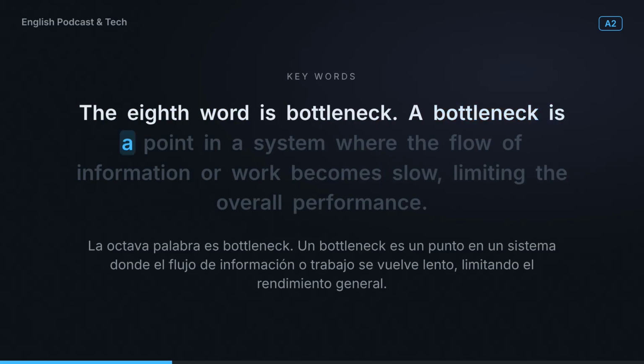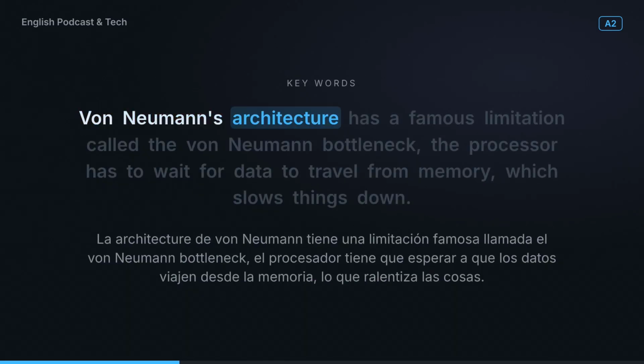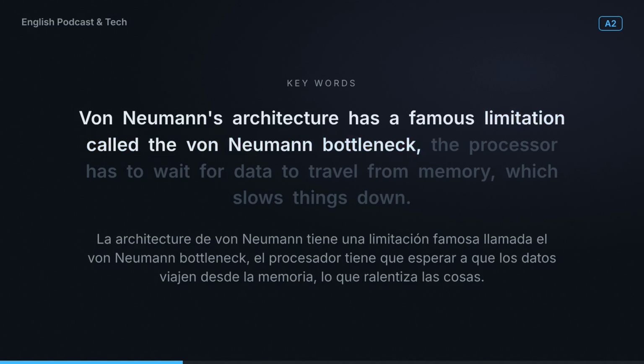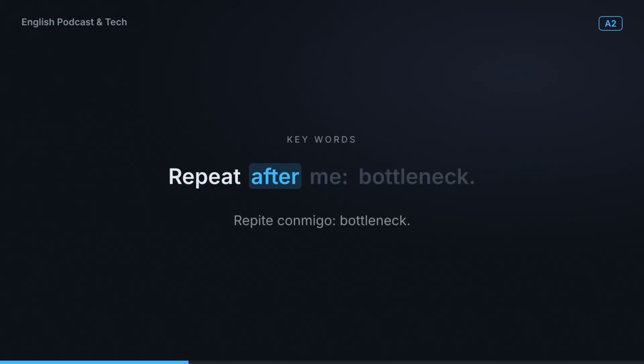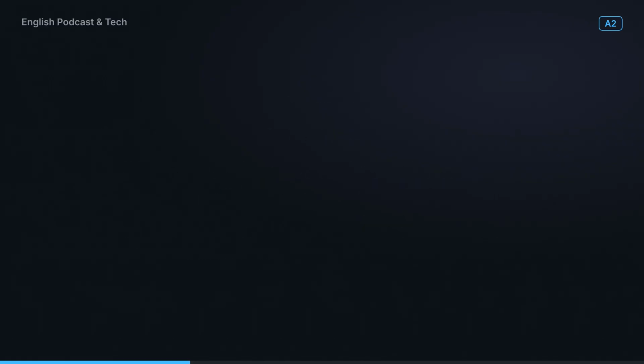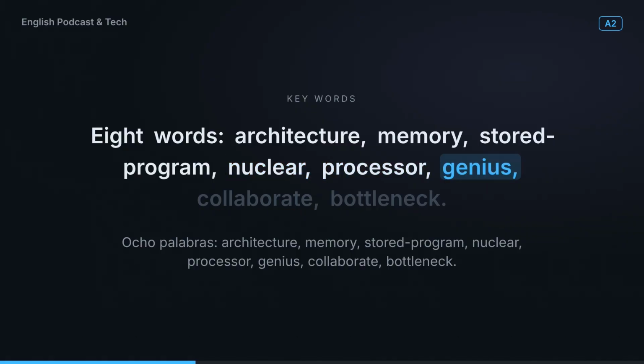The eighth word is bottleneck. A bottleneck is a point in a system where the flow of information or work becomes slow, limiting the overall performance. Von Neumann's architecture has a famous limitation called the von Neumann bottleneck. The processor has to wait for data to travel from memory, which slows things down. Repeat after me, bottleneck. 8 words: architecture, memory, stored program, nuclear, processor, genius, collaborate, bottleneck.